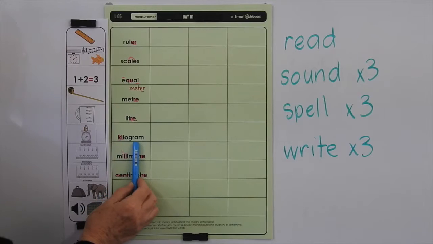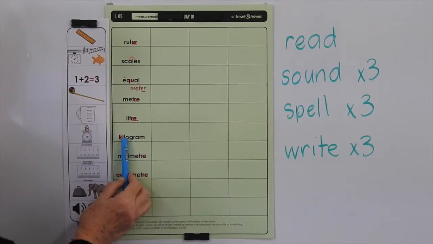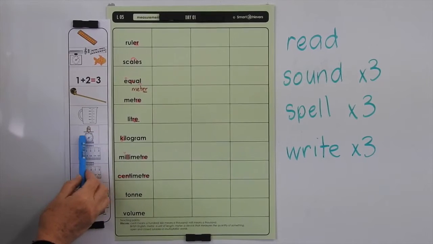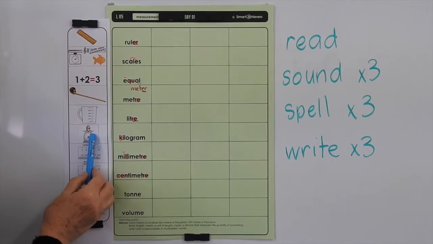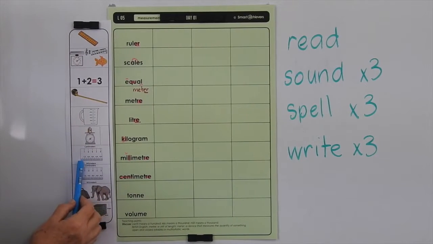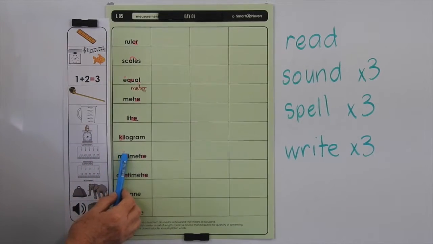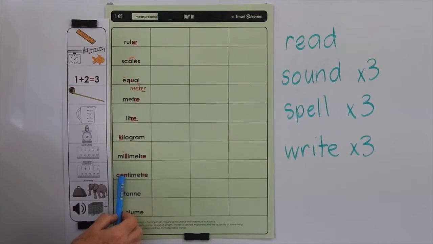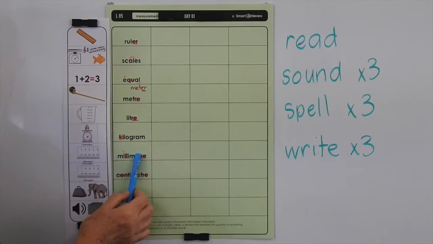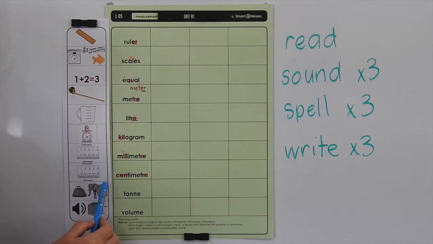A kilogram, a kilo means 1,000, so we have 1,000 grams in a kilogram. You usually weigh things on scales to find out how much they weigh, so you'll see them divided up into grams and kilograms, etc. A millimetre is that very, very tiny part of a centimetre. We have 1,000 millimetres in a metre, and we have 100 centimetres in a metre. So it takes 10 of these tiny little millimetres to equal 1 centimetre. You can see that very carefully on a ruler.